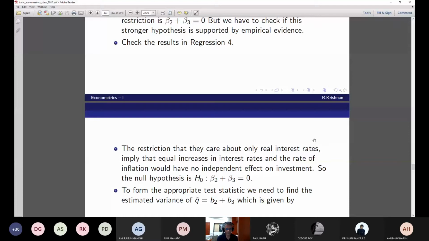Okay, now how will you test this? The restriction that they care about only real interest rates is implied by this. To form the appropriate test statistic, we need to find the estimated variance of Q hat equal to beta 2 plus beta 3. If this Q hat is not significantly different from 0, then the null can be accepted. How do you calculate the variance of Q hat? Do you have all the information to calculate variance of Q hat? And from there we can calculate the standard error.